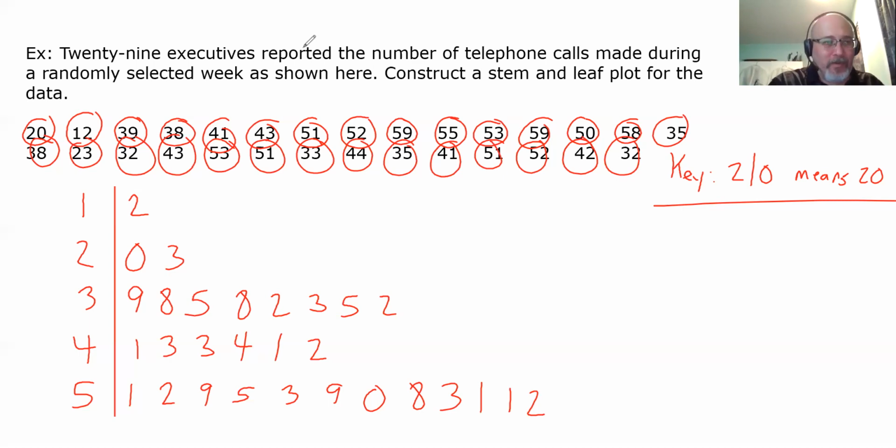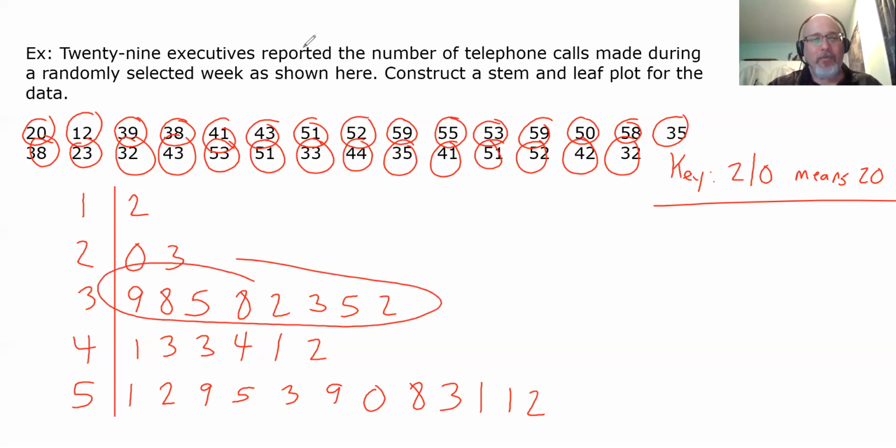For example, the first row, there's just one leaf, so nothing to worry about there. In the second row, the leaves are in order, so we're good. But in subsequent rows, we're not so lucky. For example, in this row, if we were to put them in order from least to greatest, it would be 2, 2, 3, no 4s, couple of 5s, no 6s, no 7s, a couple of 8s, and a 9.